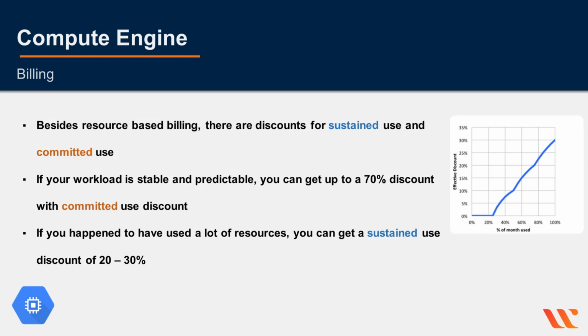Another way you can get a discount is through sustained use discounts. These are automatic discounts for running specific Compute Engine resources for a significant portion of the billing month. The discount ranges from 20 to 30% depending on the resource type. So for example, a general purpose can get you up to 30% off, and memory optimized machine types can get up to 20% off.